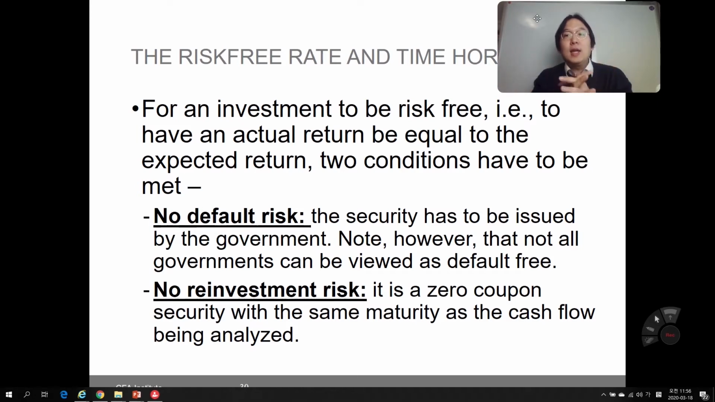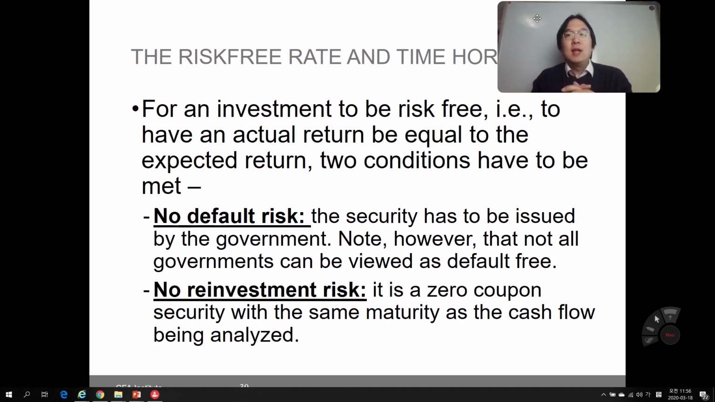Why is that the case? Especially because they can print money, first of all, right? They can print money. And local governments, typically, in local currency terms, for example, the Korean government, Korean Treasury, right?